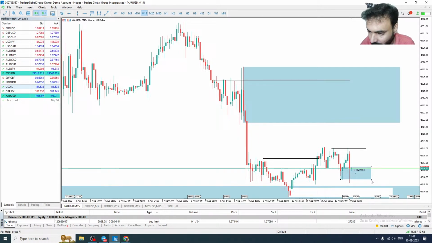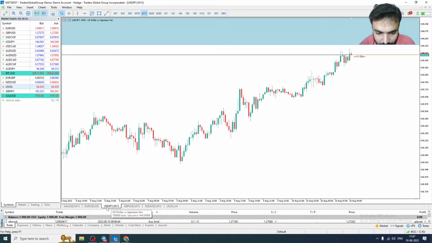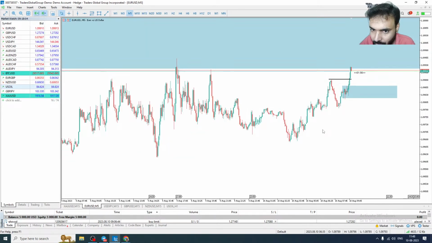By the way, you can become better at that. Euro USD showing some push down, right, from this level. Okay.